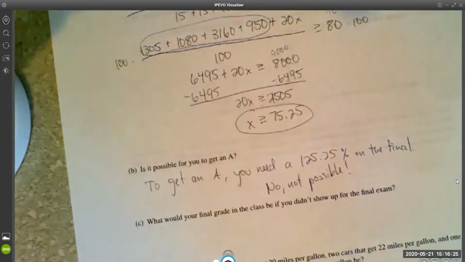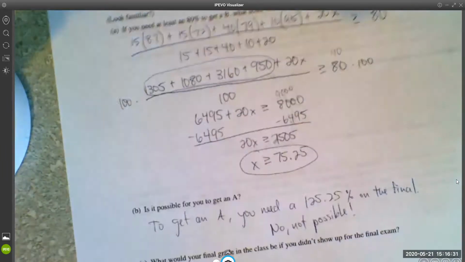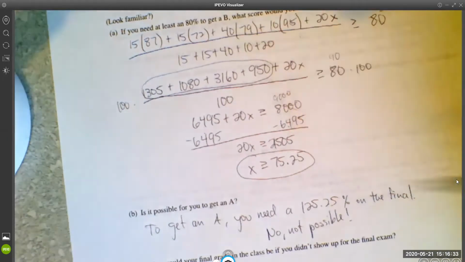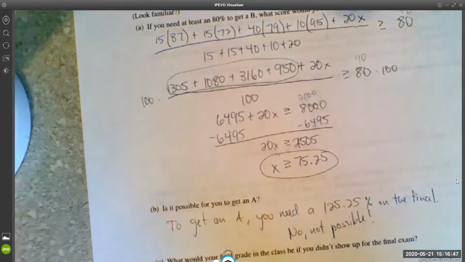Part C asks, what would your final grade in the class be if you didn't show up for the final exam? Right? Because a lot of times students say, oh, I only need a 75 on the final, so I can just blow this final off. And then they don't even show up to take the final exam. And guess what happens? They fail the class because the final is still worth 20% of your grade. You can't just not show up, right?